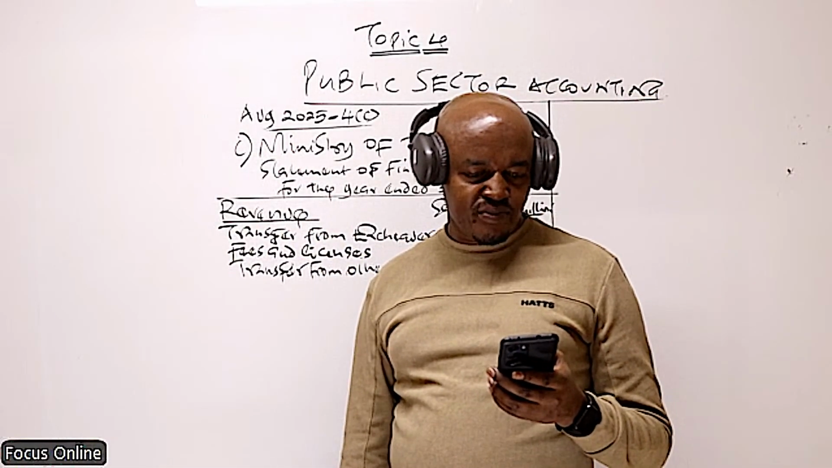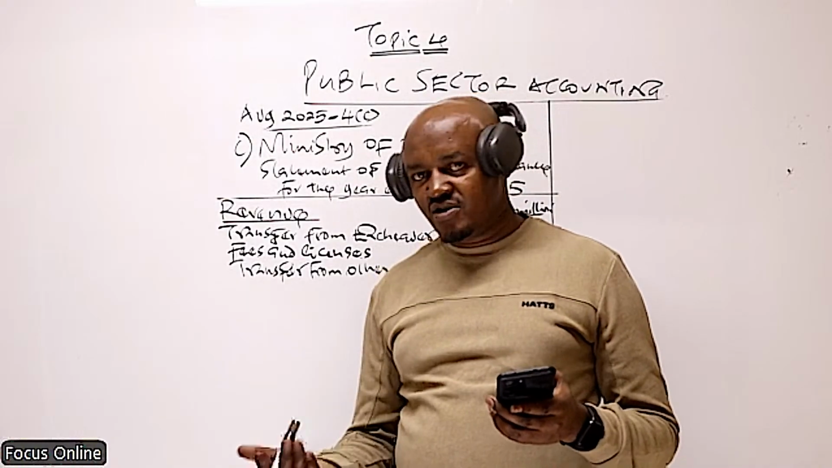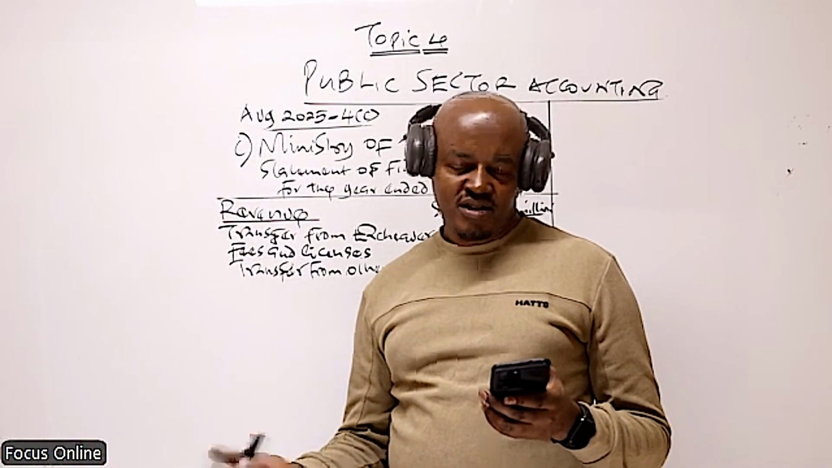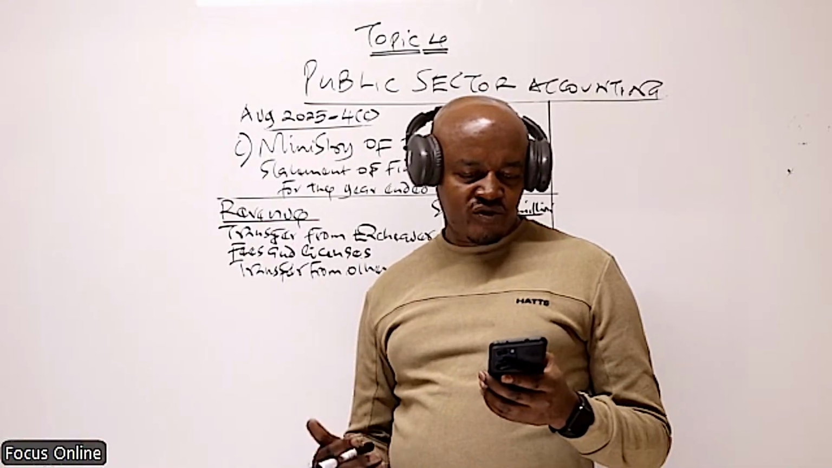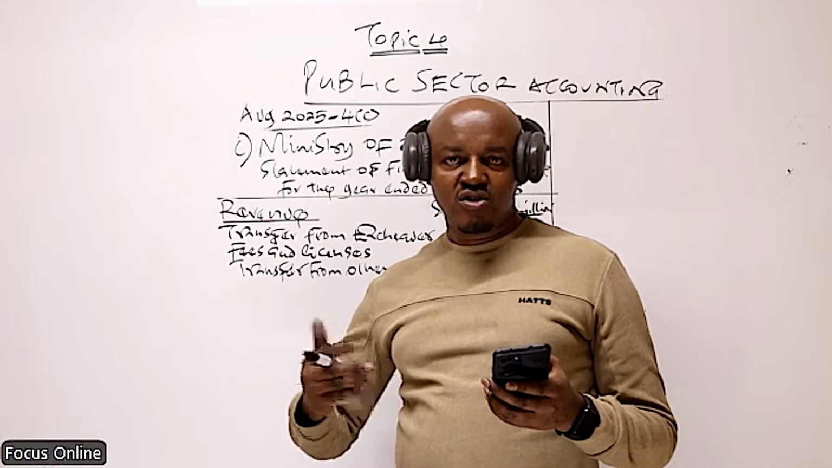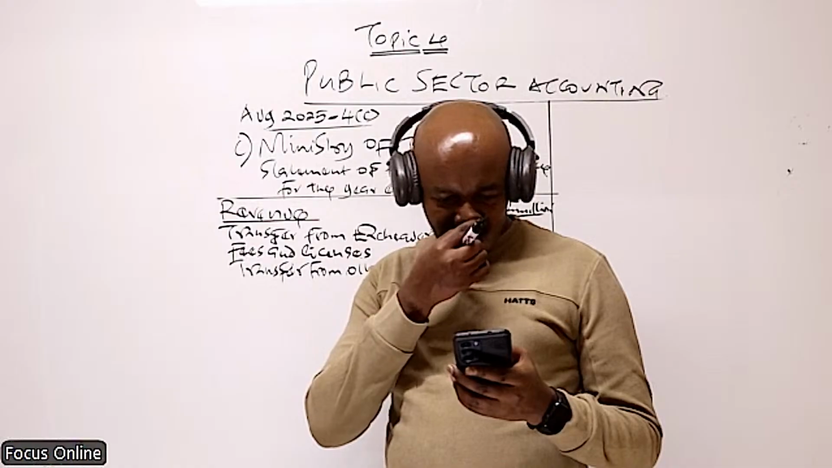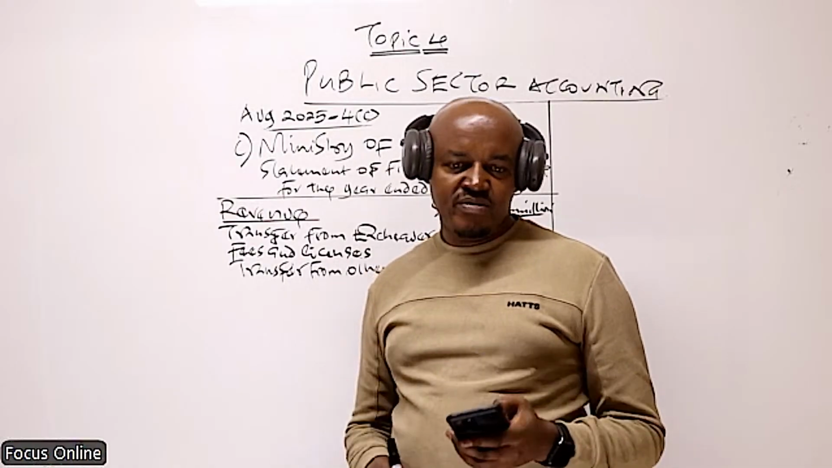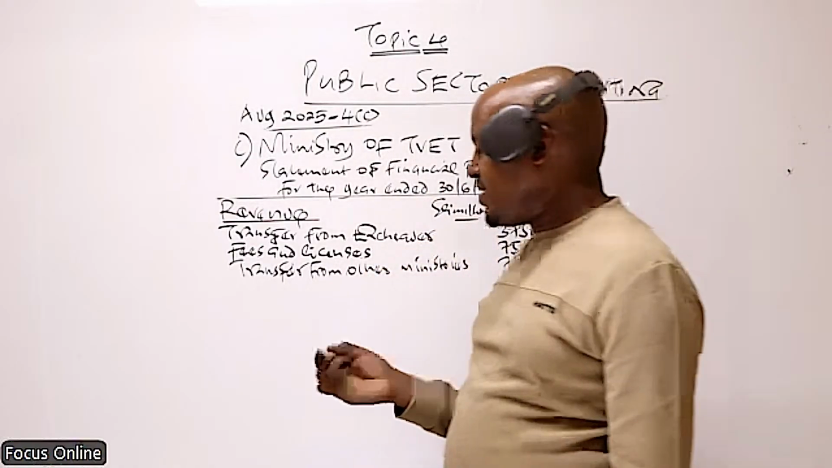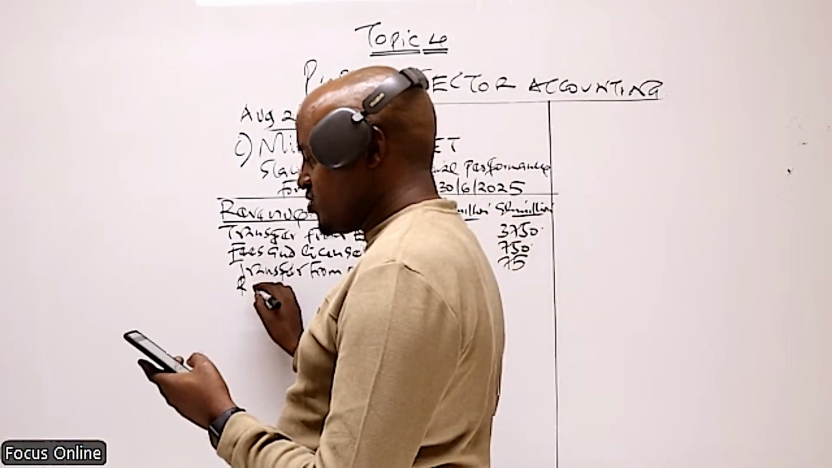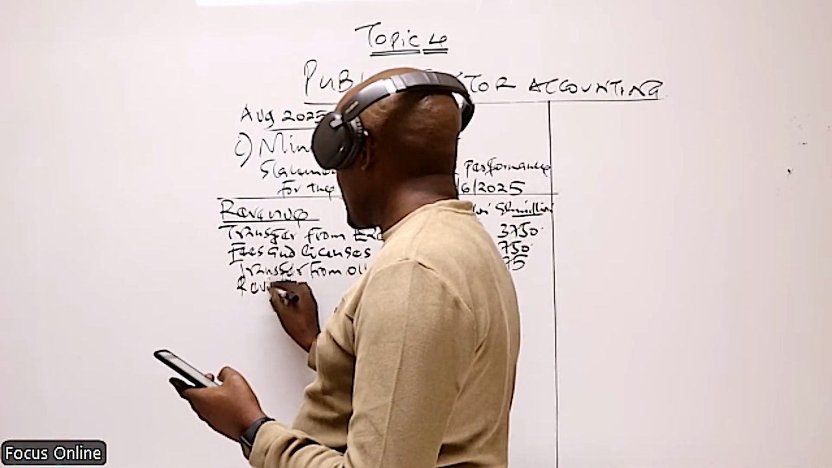Then we have computer equipment and software. Those are what? Assets. Yes. And then we have motor vehicles, added buildings. All those are basically assets. And then we have the revenue from exchange transaction.